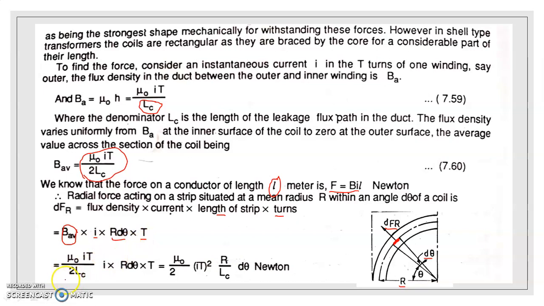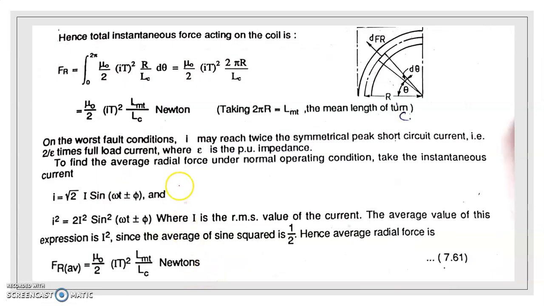You can define BAV as we defined earlier. Just put the values of BAV, and you get here mu 0 upon 2 into (I into T) square, r upon LC into d theta, which is in Newton. As I said, the force we are calculating, exerted radially, is proportional to the square of the current. So the instantaneous current I into T appears in the square term.